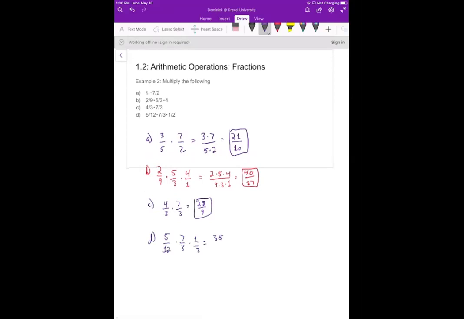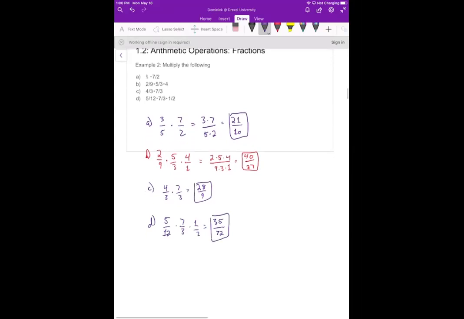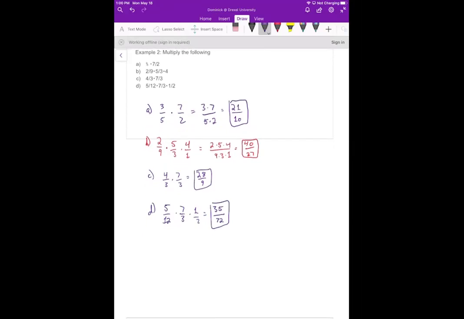5 times 7 times 1 will give me a 35. And in the bottom, I get a 12 times 3, which is a 36. And if I multiply that by 2, I'm going to get 72. So I get 35 over 72. All right, so that's how we're going to multiply fractions.